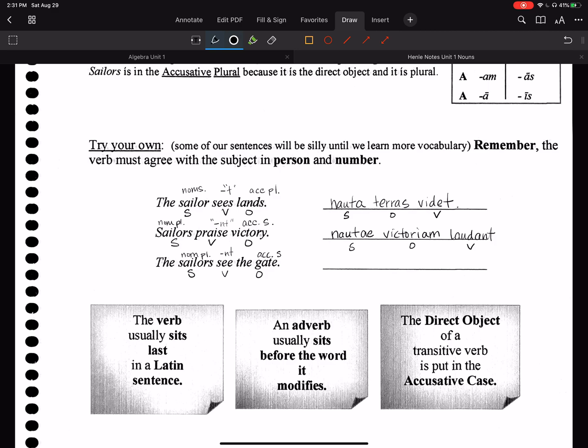So I put singular. That means that changing this now into SOV order, we have nominative plural sailors, so now nautae. We have gate in the singular, portam, and the word for see in the third person plural, vident. And that's all you need to know in order to translate the sentences for this lesson.